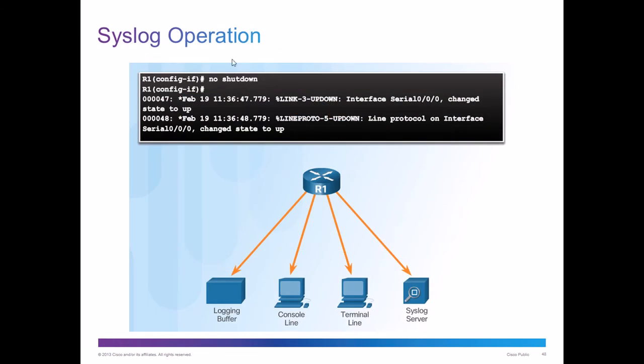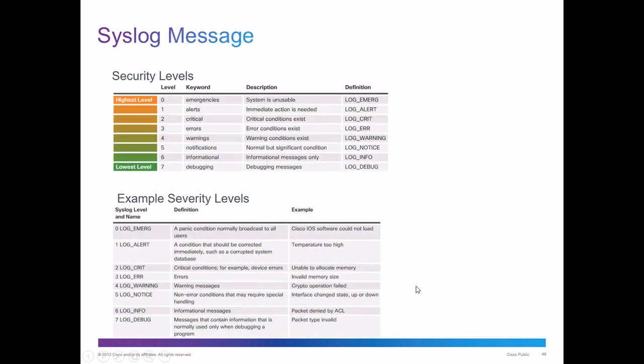So for example, when you type no shutdown, that information will be sent to the Syslog server and logged. Any event that happens on the router can be sent to the Syslog server. The Syslog messages that can be sent or set as alerts have 8 different levels. And believe it or not, when I took the CCNA Security, they asked me questions about these levels.